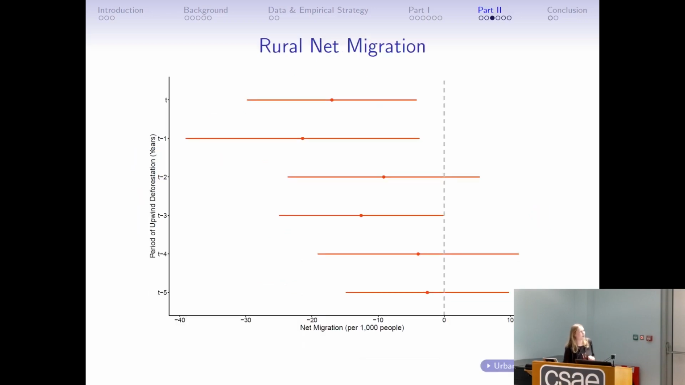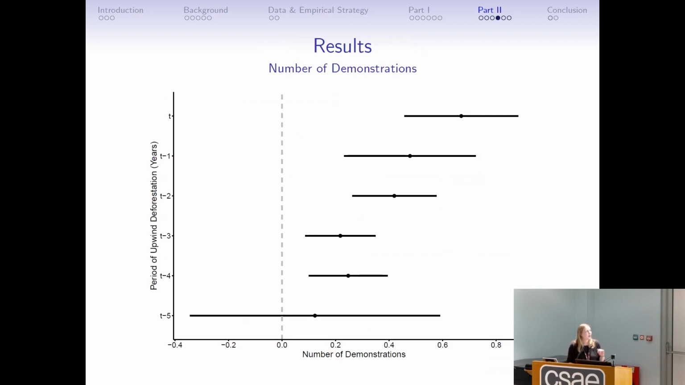In the same way, for rural net migration, we have a negative impact on net migration, meaning that people are leaving the area. In terms of magnitude, it represents 0.2 people per 1,000 persons, which is approximately a decrease of 1.2% of the population in our full sample compared to the mean.